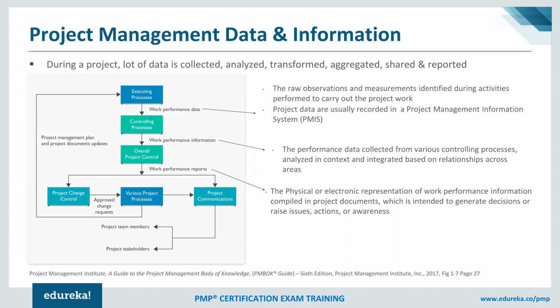For that, what's typically done is that the data is collected from various controlling processes. It's analyzed in context and integrated based on the relationships across areas. So you'll find that data is gathered, let's say, from a cost point of view and from a schedule point of view. If I have to give you two quick examples: how are we doing in terms of cost? How are we doing in terms of schedule? We also take into consideration the cost performance index and schedule performance index. So are we ahead of the schedule or behind the schedule? Are we overspending or underspending?